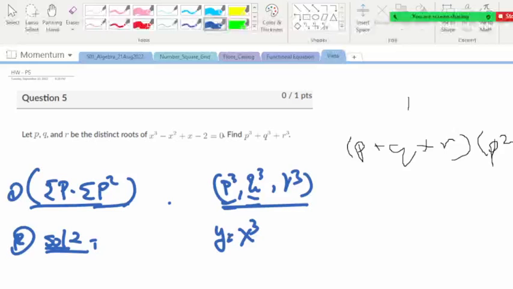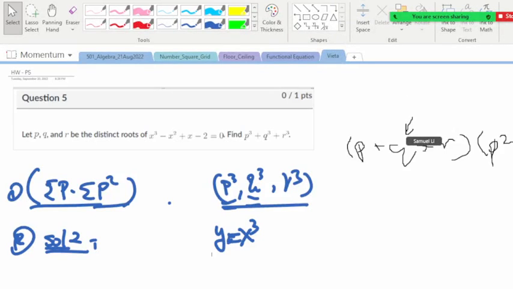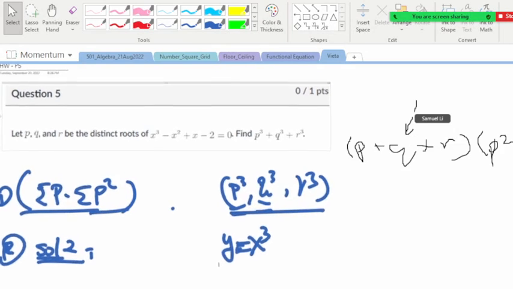Can you scroll out? Scroll up, okay. Like this.